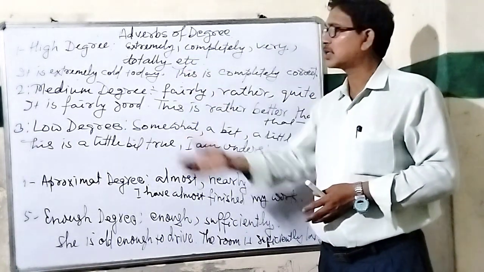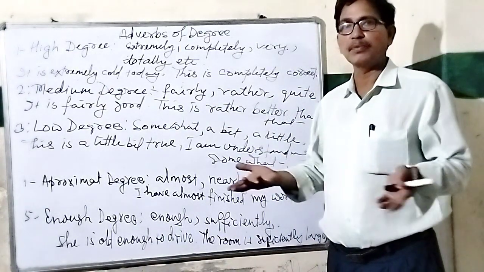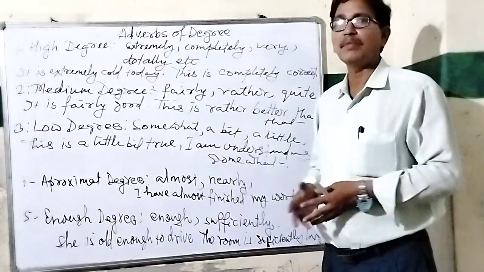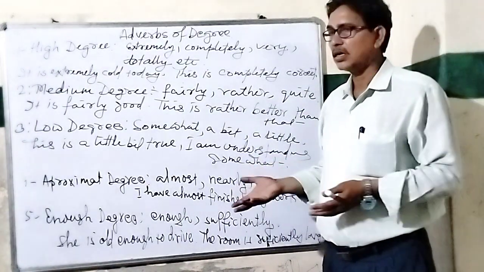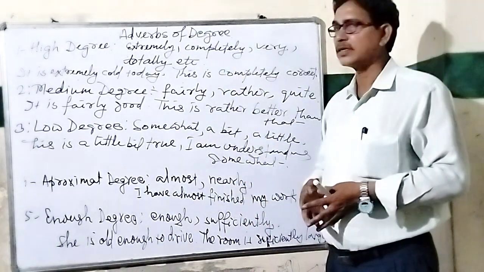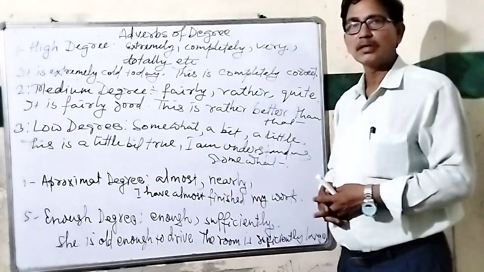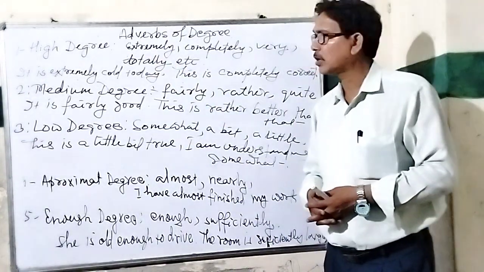So if someone is extremely beautiful, we can say very beautiful, extremely. It is extremely cold today, or it is extremely hot today. This answer is completely correct. This is totally wrong. So in this way we use high degree.